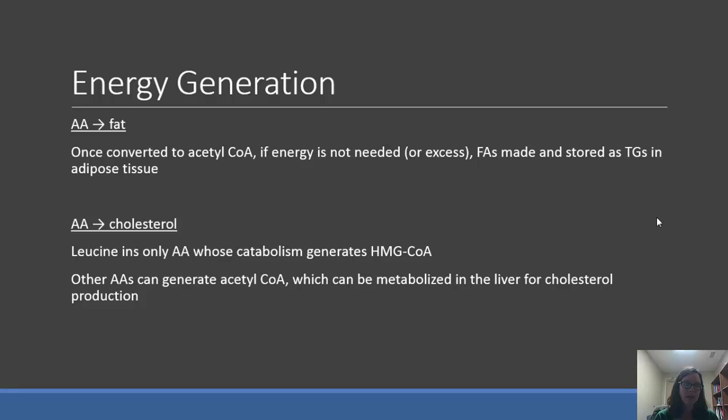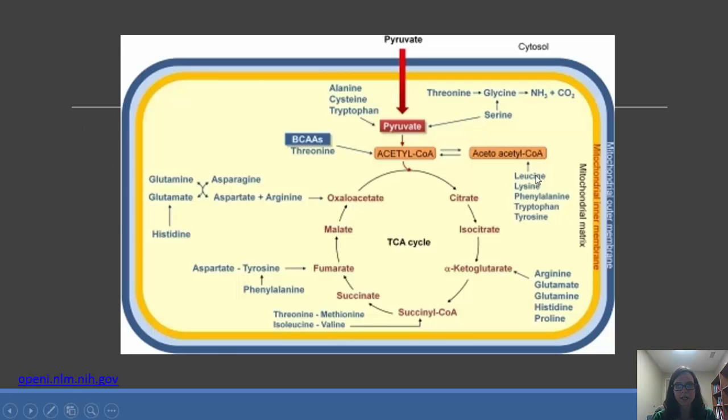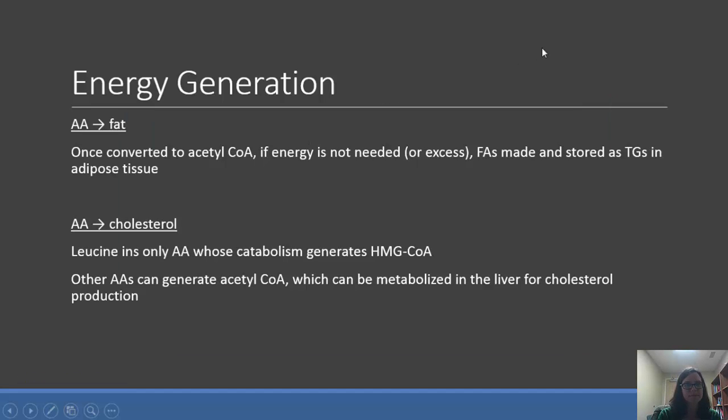Okay, and as we've talked about, some amino acids can be converted to acetyl-CoA. We saw that in this graphic here, all of these. And if energy is not needed, or we have excessive energy for our needs, then these fatty acids that were produced from the acetyl-CoA can be stored in the form of triglycerides in adipose tissue.